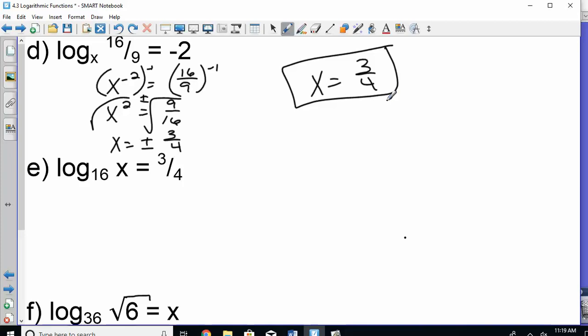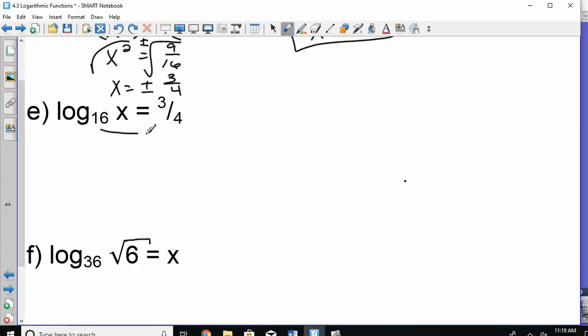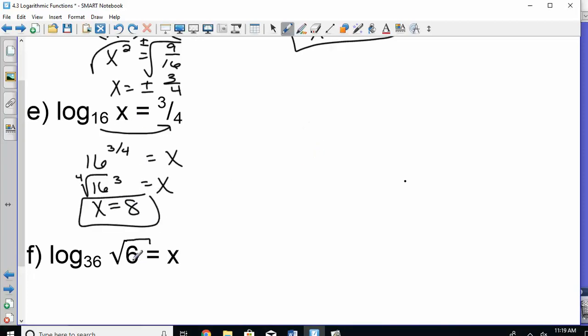Okay. E. How do I write that one in exponential form? You can plug that in your calculator and get an answer. We could even work it out. This just means the 4th root of 16 cubed. 4th root of 16 is 2. 2 to the 3rd is 8. So we get x equals 8. If you plug it in, no problems there, so that is our answer.